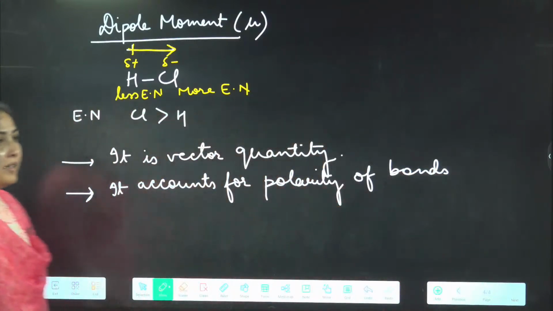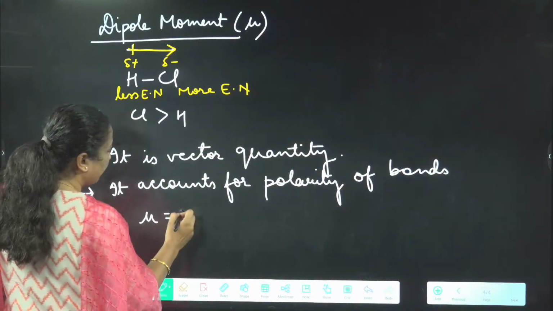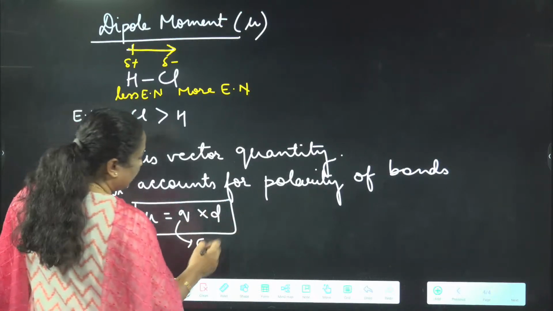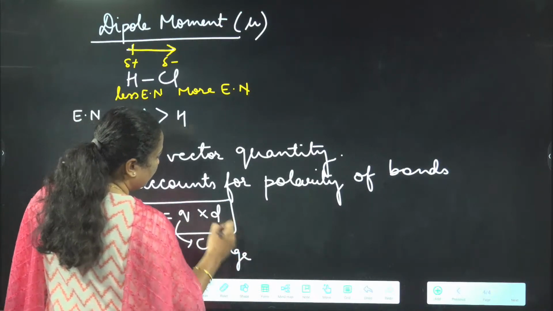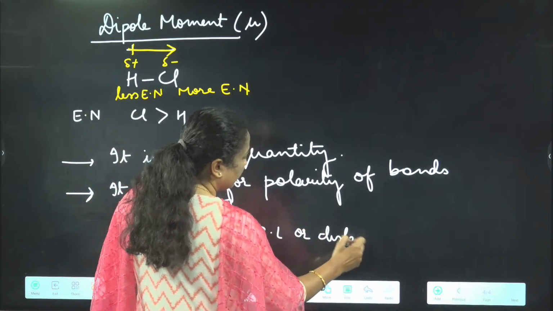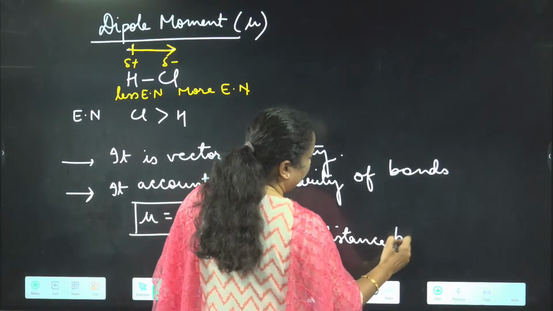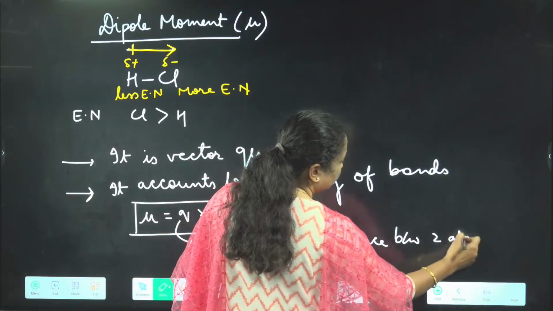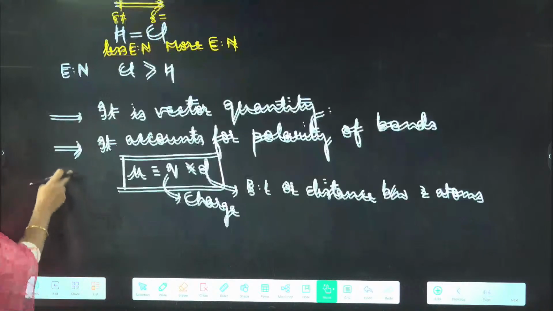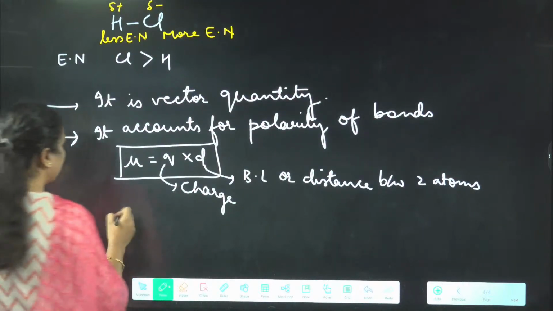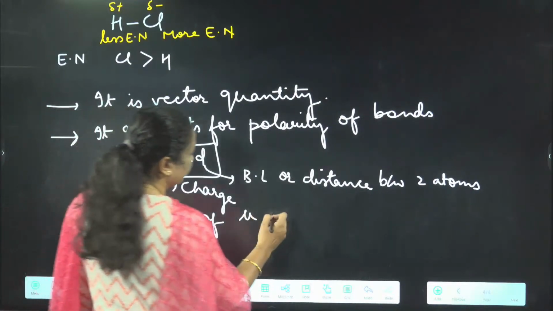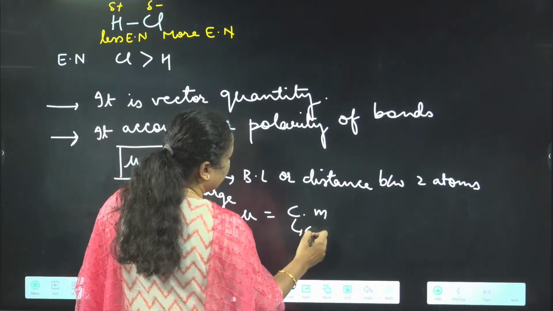Right? And how do we write mu? Mu is given by Q into D. This Q is basically the electronic charge which will be there. D is either the bond length or else the distance between the two atoms. Now, what is the SI unit of mu? Coulomb into meter.